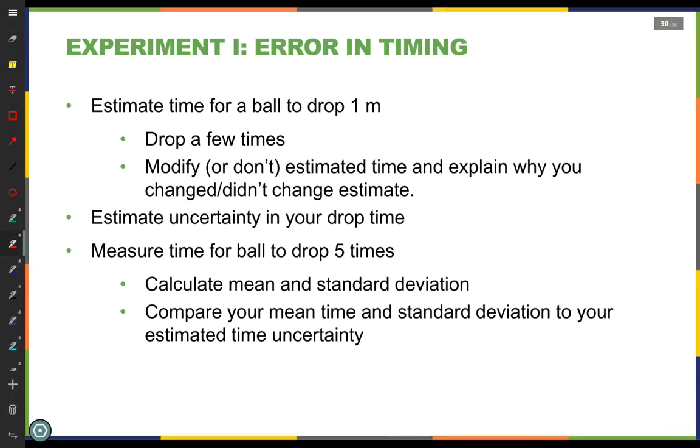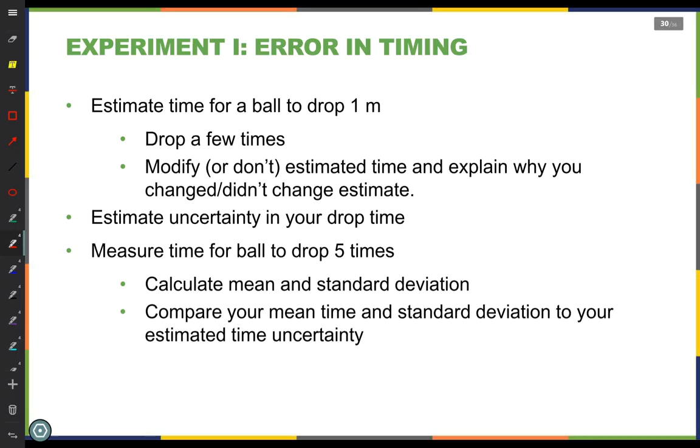All right, so here is my abbreviated procedure, right? If I was doing the lab guide, I would write something like this. I'm going to estimate the time for the ball to drop 1 meter. Now, notice the lab guide gives you a lot more details, like make sure you do this before you drop the ball. Why? Because we want you to actually think about how long you think it is without actually being biased.